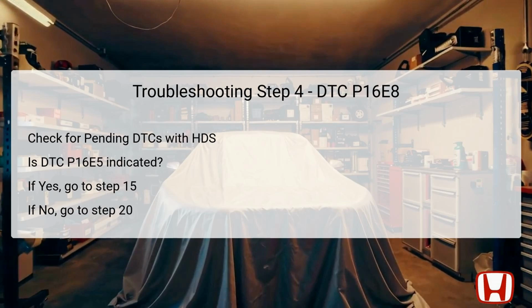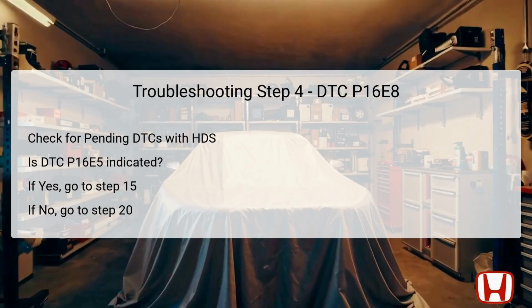At step 4 of troubleshooting, the HDS is employed again to check for additional pending or confirmed DTCs, specifically targeting DTC P16E8, which indicates a communication error related to the PCM and DC-DC converter. If this code appears, it necessitates immediate action, leading to step 15 for further investigation concerning the PCM's communication pathways.